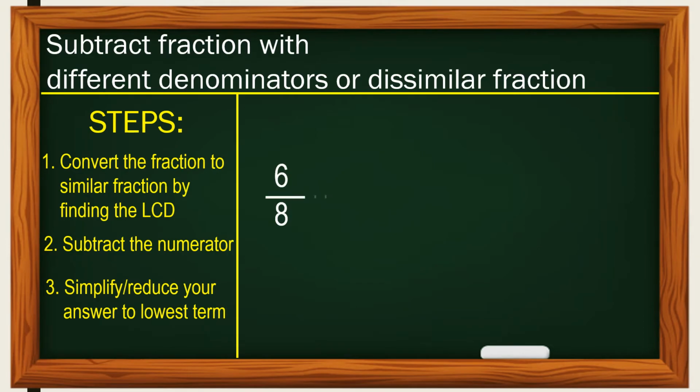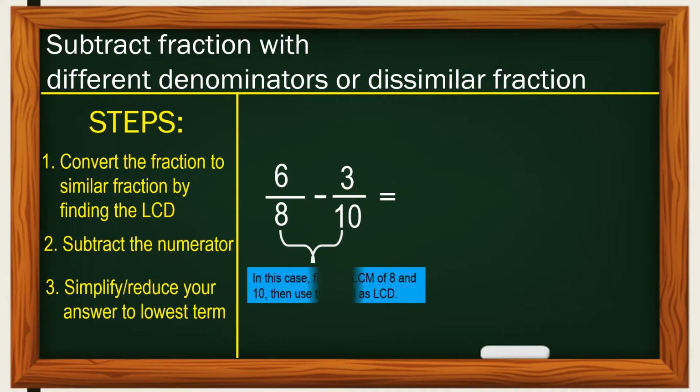6/8 minus 3/10. So again, we're going to find the LCD. So in this case, find the LCM of 8 and 10. Then use the LCM as LCD.